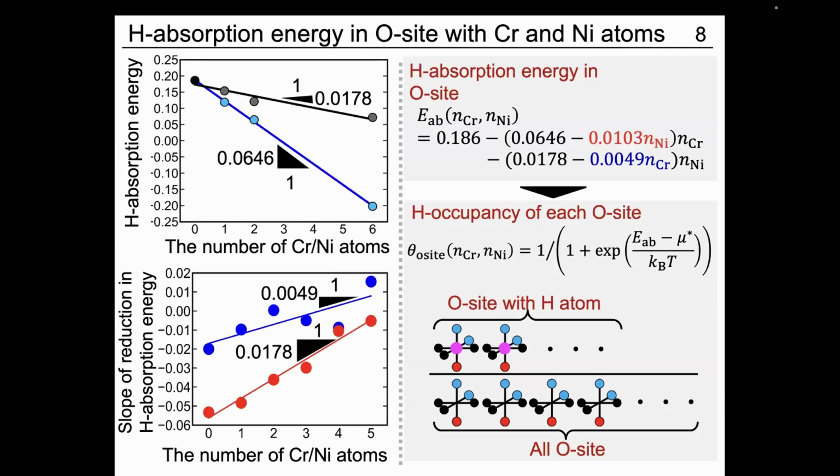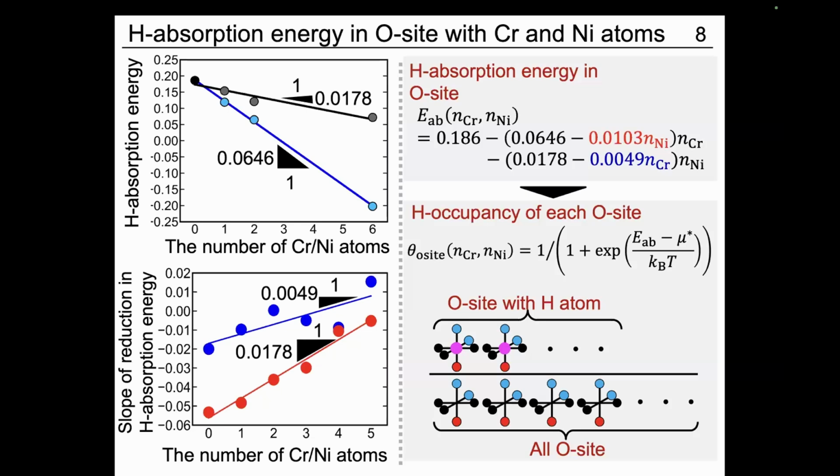In short summary, chromium and nickel decrease the hydrogen absorption energy independently, and each effect is mutually inhibited in ternary systems. These two effects depend on the number of chromium and nickel atoms that make up an octahedral site, so we can represent the hydrogen absorption energy in the octahedral site as a function of the number of chromium and nickel atoms. And this is the hydrogen absorption energy equation.